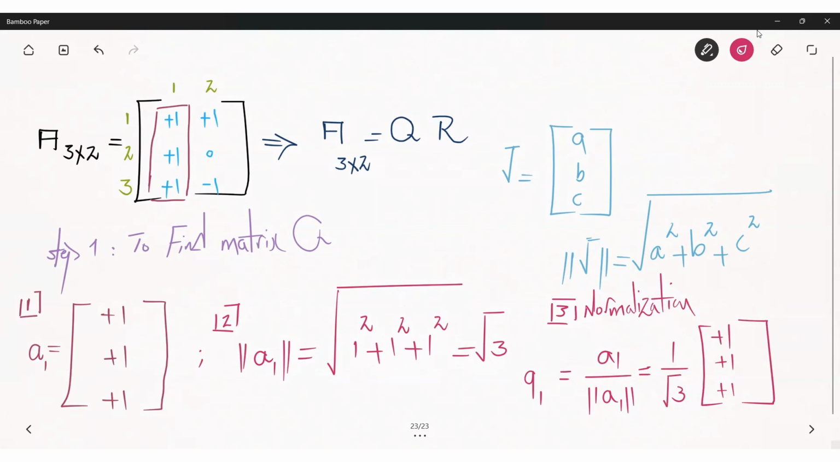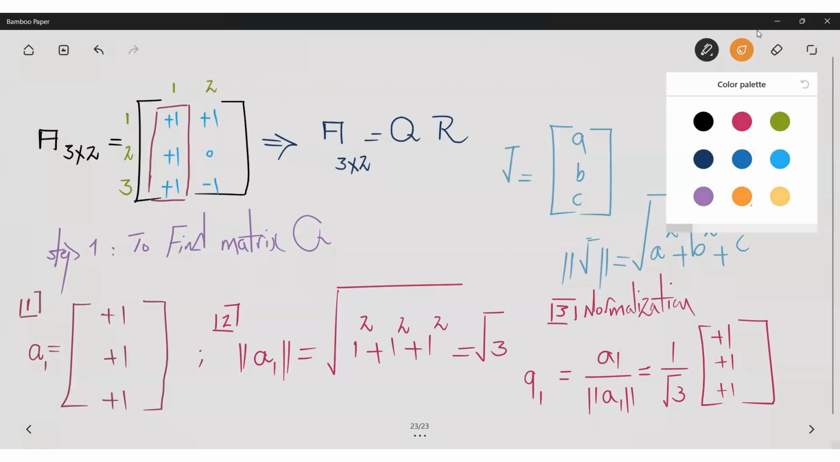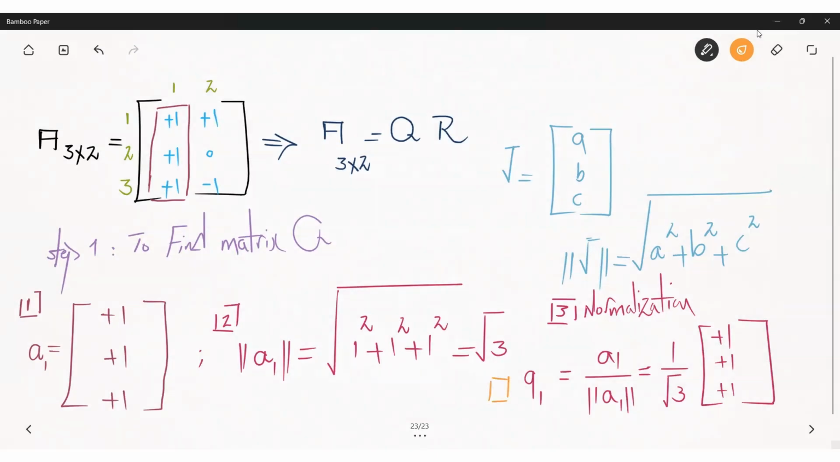Then, in order to factorize this matrix, what I did was that I just selected one column. I normalized it by dividing it by its norm or its length, which gave us Q1. I'm just going to highlight Q1 with a cool color here because it is what we are going to use before. Let's call it equation. I'm going to write equation number 1, which is a very important one that we need.